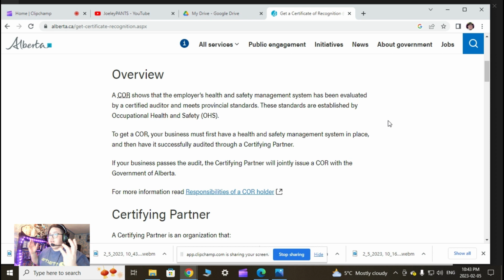The overview basically says a COR shows that an employer's health and safety management system has been evaluated by a certified auditor and meets provincial standards. These standards are established by Occupational Health and Safety. To get a COR for your business, you must first have a health and safety management system in place and have it successfully audited through a certifying partner. If your business passes the audit, your certifying partner will jointly issue a COR with the Government of Alberta. That is our goal. Once we get our hazard stuff and our inspections all spiffied up, then who knows? Maybe we will be one too.